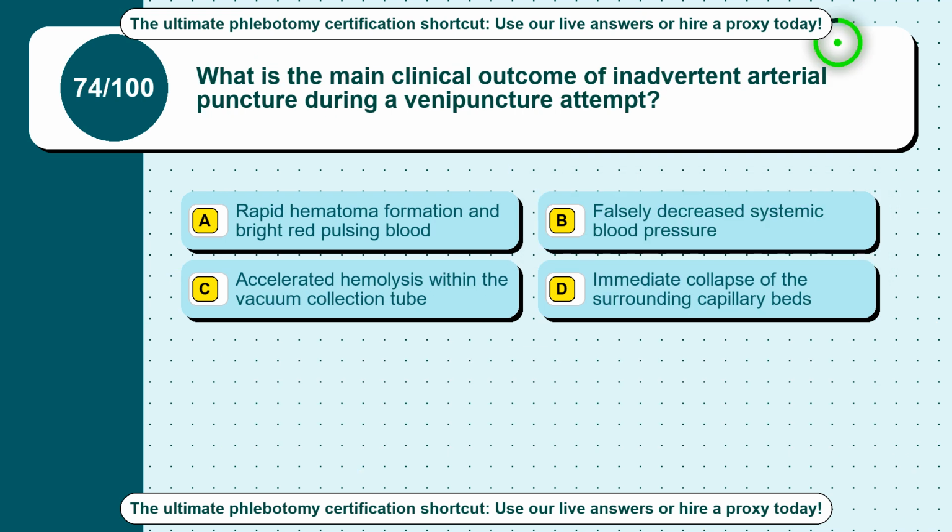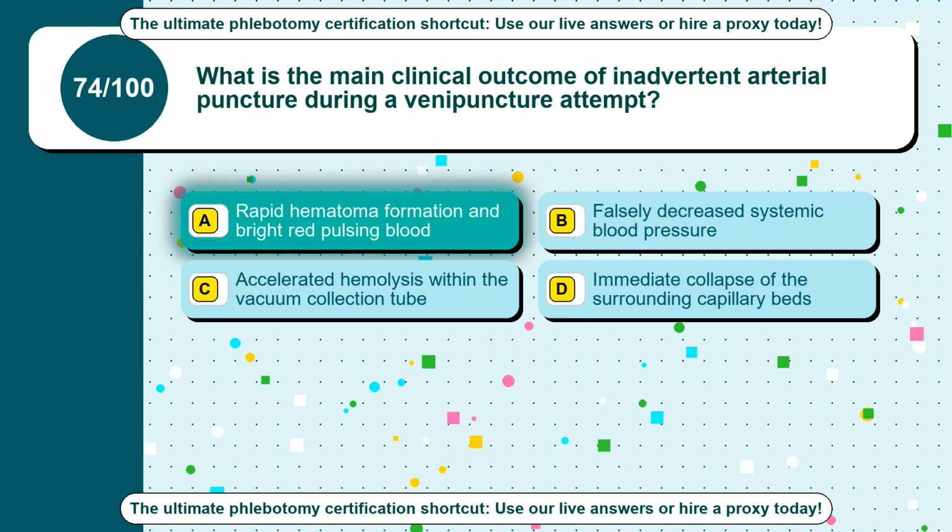Question 74. What is the main clinical outcome of inadvertent arterial puncture during a venipuncture attempt? Option A. Rapid hematoma formation and bright red pulsing blood. Option B. Falsely decreased systemic blood pressure. Option C. Accelerated hemolysis within the vacuum collection tube. Option D. Immediate collapse of the surrounding capillary beds.